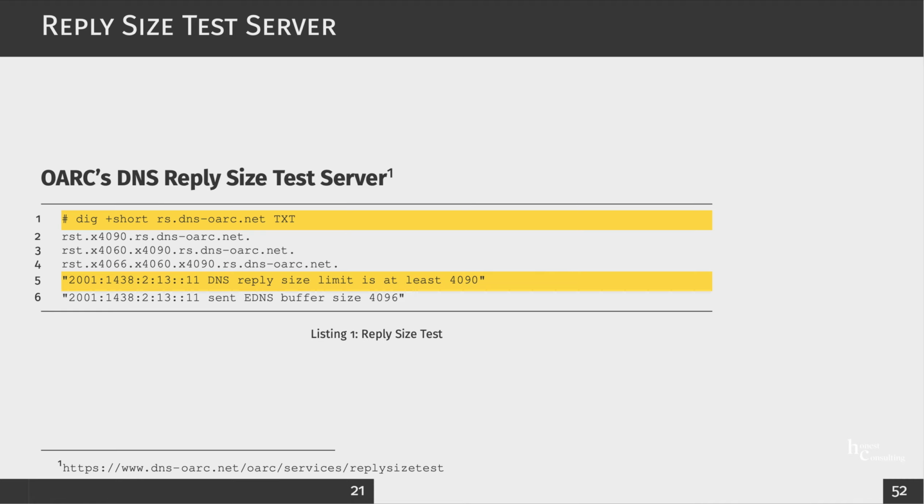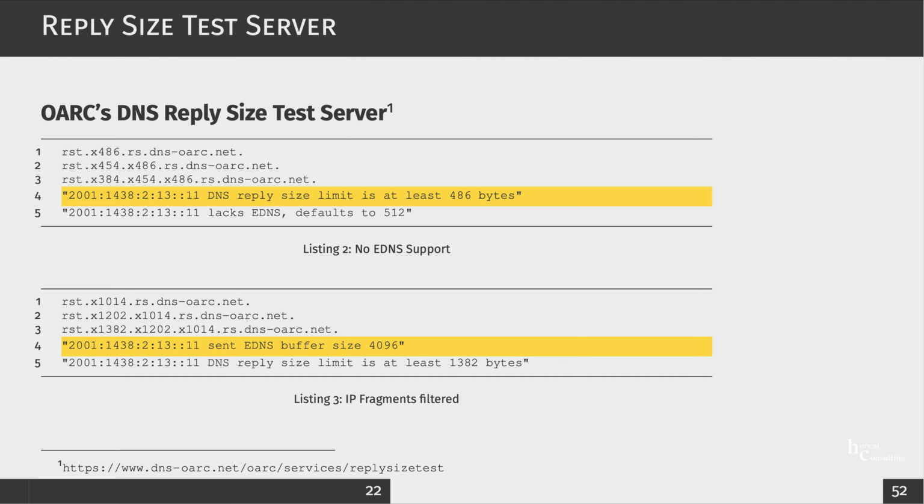So here we see a basic example. I'm using the well-known tool dig to run a query for a TXT record against the rs.dns-oarc.net domain, and I receive an answer that my DNS server, or the DNS server that I was using in this example, supports the required size of a packet to support EDNS.